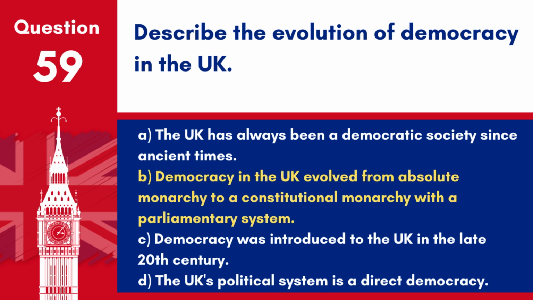Answer: B. Democracy in the UK evolved from absolute monarchy to a constitutional monarchy with a parliamentary system. This evolution reflects significant historical developments and the gradual expansion of voting rights and parliamentary power.